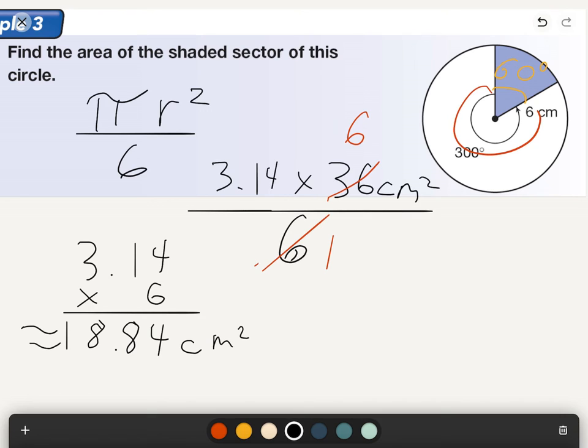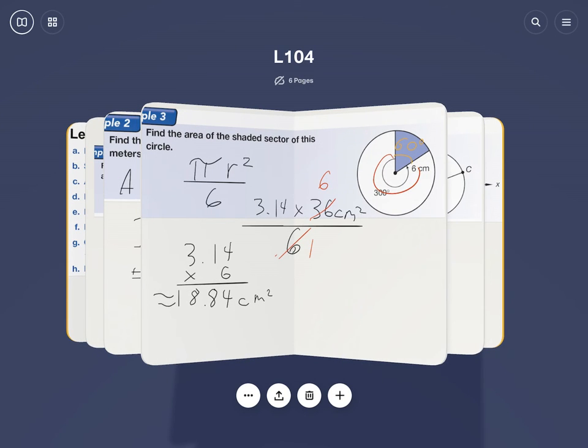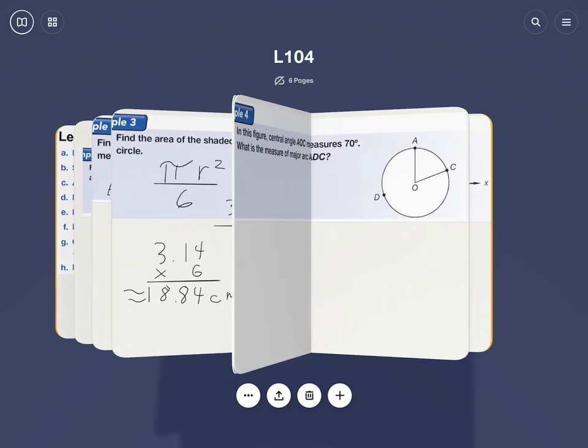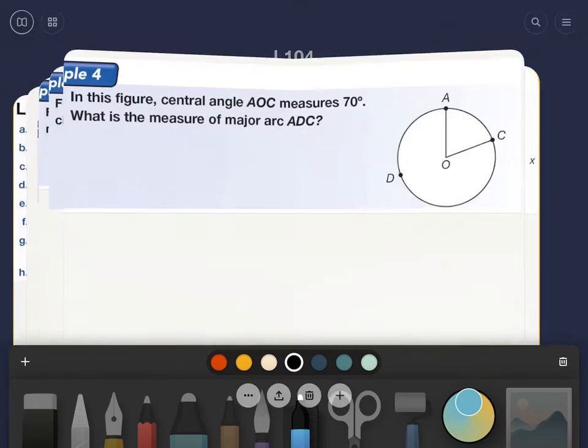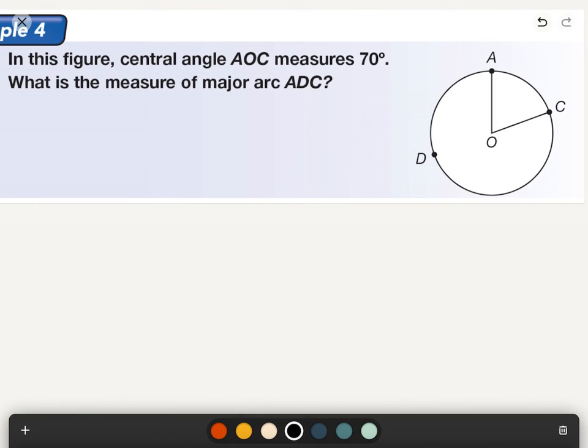Okay, well, if your brain is bulging, that's okay, because this next one will help you let out a little bit of that steam, because you're going to find this maybe almost a little insulting. So, in this figure, our central angle is 70 degrees.